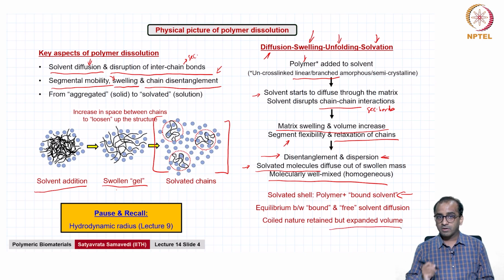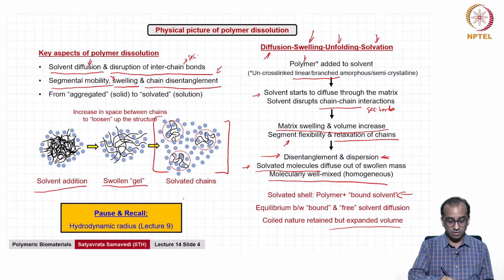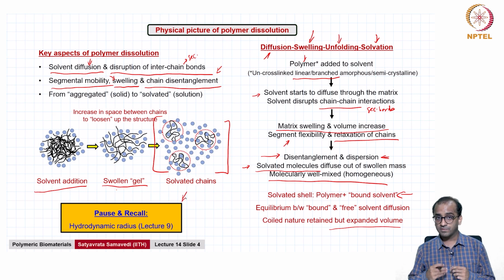One important idea to keep in mind is, while the chains may retain their coiled nature, in a good solvent, you will have the chains expanding. And remember, we have seen this when we looked at conformations in lecture 9, where we have seen that in a good solvent, you will have a size that is higher than what is predicted for an ideal chain. And that's because you have an expanded chain. So, that is important to keep in mind. So, the coil-like structure may get retained, especially at dilute solutions, but the chains are now in the expanded state.